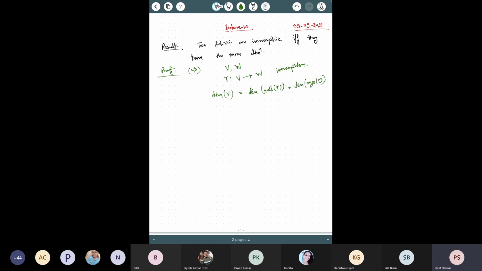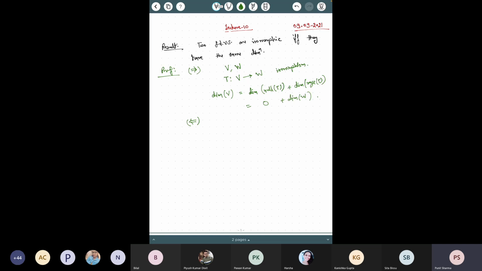But you know that T is 1-1, so the dimension of null of T is 0. And then you know that T is onto, so the dimension of range of T is equal to the dimension of W. So from here you can say that the dimension of V is equal to the dimension of W. So this is straightforward.